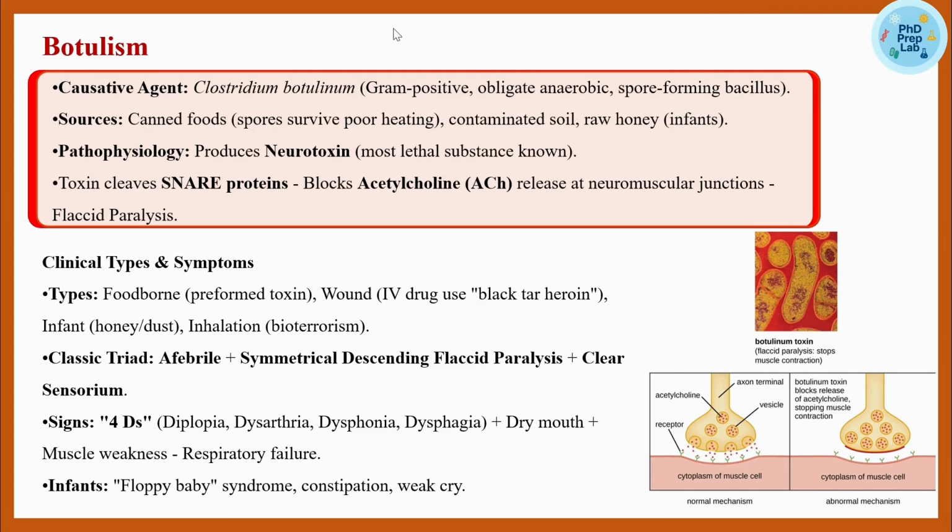So this floppy baby term is important, could be as a one-liner, like a very short type of question in MCQ form.